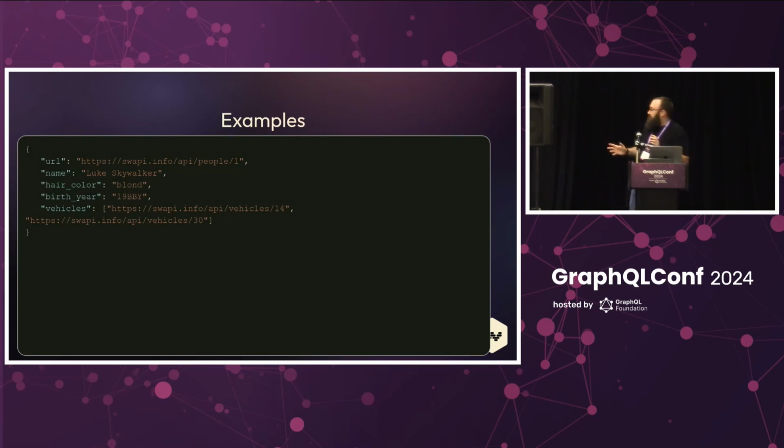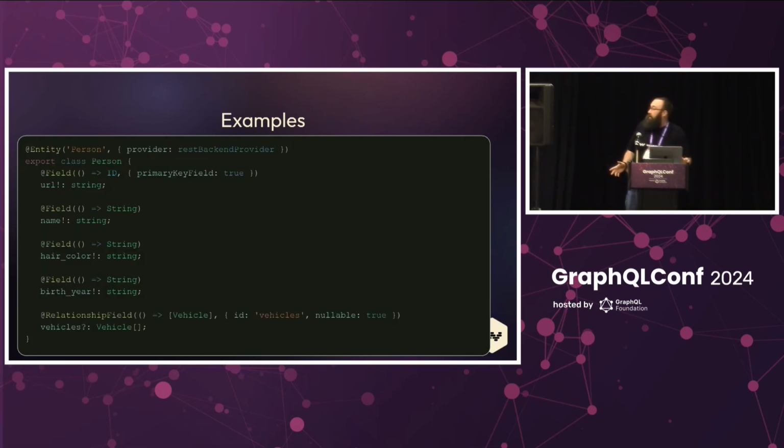So here's an example. This is a Star Wars API. So this is Luke Skywalker's record. But it's just a REST API. You can see that there's some fields there, and there's a link to another entity. This is truncated just for an example, but the vehicles entity here is linked with these other URLs. And if we wanted to model that in our world, we could do something like this. And all this says is there's an entity. It's called person. Here's how you get the data for it. That's the provider bit at the top. And here are the fields. And here's what they are. And the most complicated field is the one that says there are vehicles, and they relate to the vehicles entity.